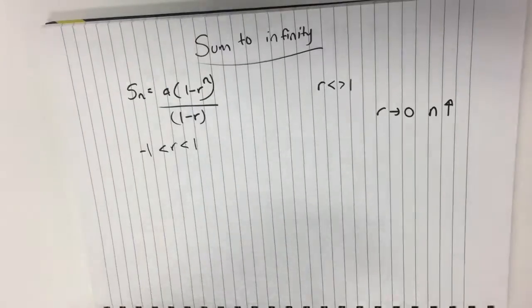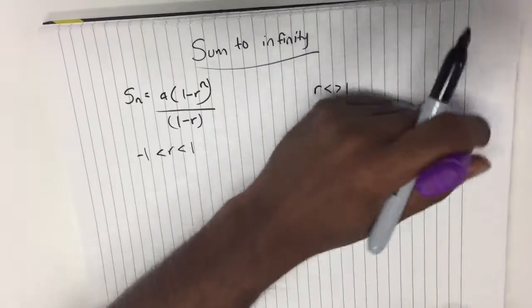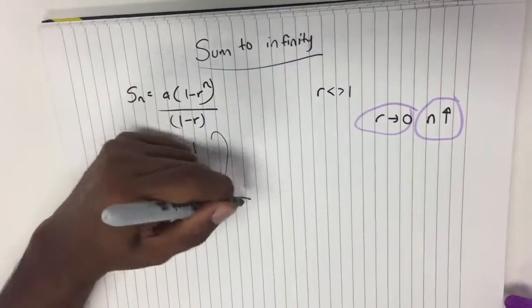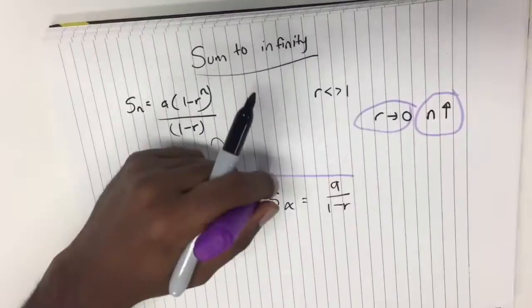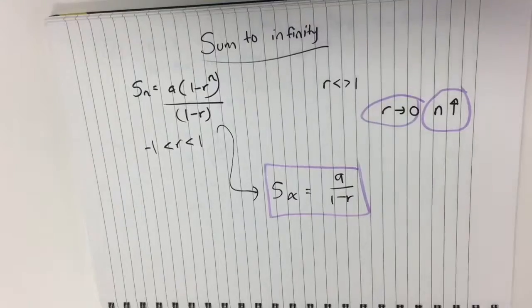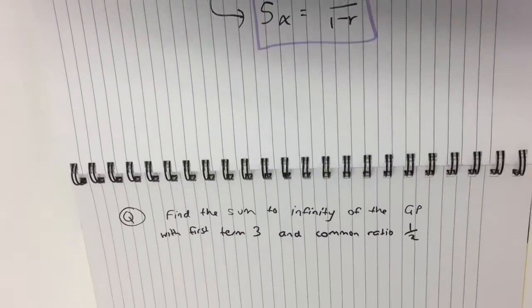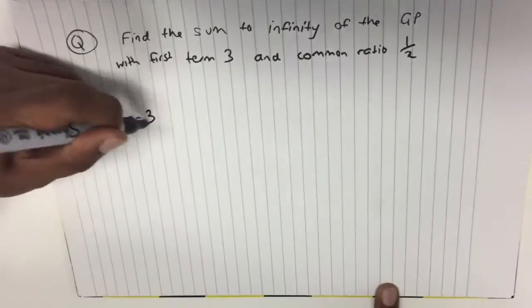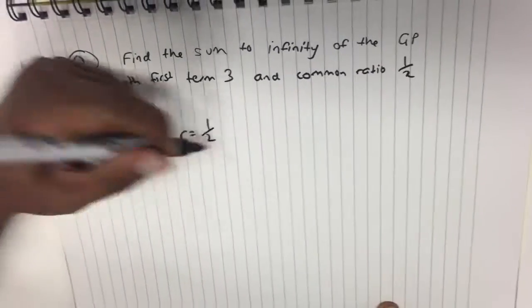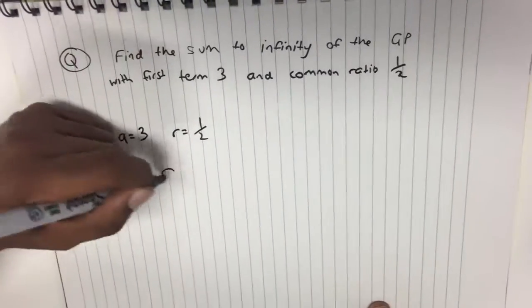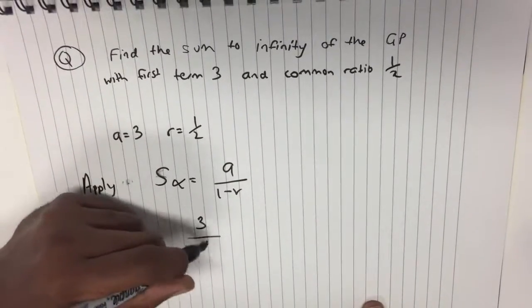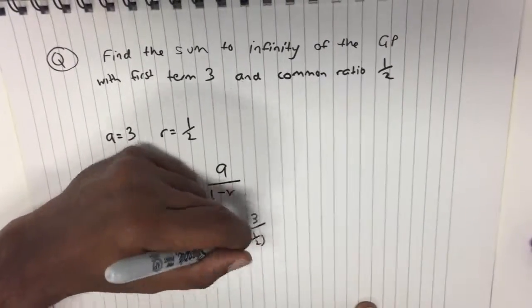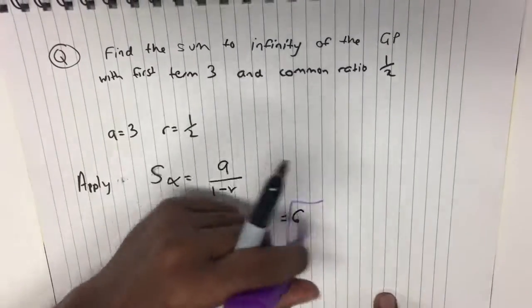Here we're going to talk about the sum to infinity. Using the sum of a geometric series, we can show that as n increases, r to the power n approaches 0. Therefore, we can denote that the sum to infinity formula is a over 1 minus r. Let's take an example. Find the sum to infinity of a geometric progression with first term 3 and common ratio half. Here we just need to apply the formula where a is 3 and r is half. So 3 over half is 6.